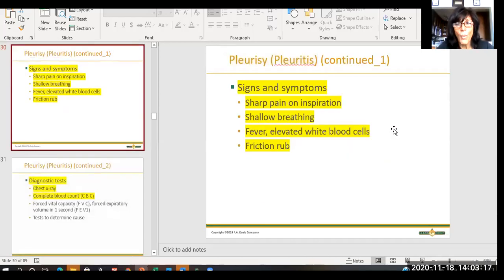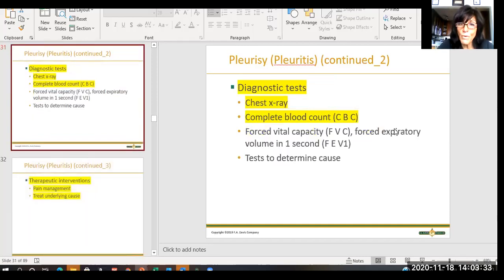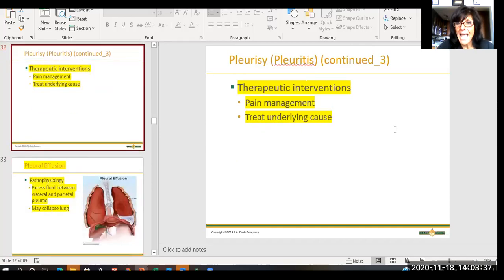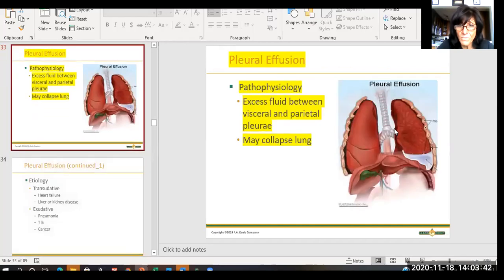Signs and symptoms. When they breathe in, it feels like somebody is stabbing them with a knife. Sharp pain on inspiration. Because of that pain, they're going to try to take shallow breaths because it hurts. Fever, elevated white blood cell count, and that friction rub that I talked about. Chest x-ray, CBC, they're the ones that you need to know about. Manage the pain because it hurts, and then treat the cause, of course.